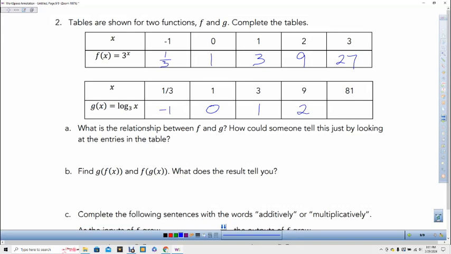3 to what power gives me 81? That's going to be 4. And if we had a 27 in here, that would be 3. So what's the relationship between f and g? How could someone tell just by looking at the entries in the table? Well, f and g are inverses.